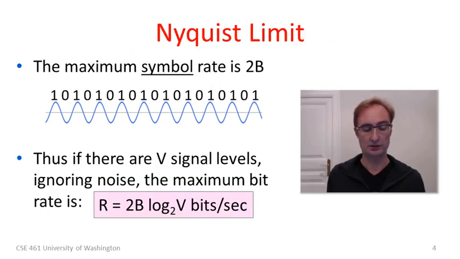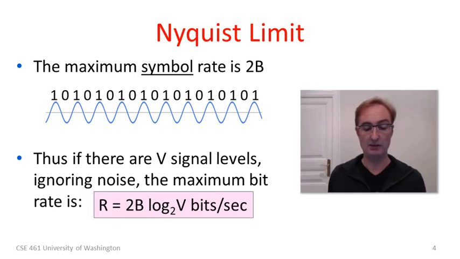Let's see the results. So the first result I have for you is the Nyquist limit. This is for a noiseless case where we're just ignoring noise. The Nyquist limit tells us that the maximum symbol rate is 2B. A symbol is simply a waveform which is used to convey information. It might represent 1 bit, more than 1 bit if you have multiple signal levels, or even less than 1 bit in some cases. So a symbol is a waveform that stands for bits.